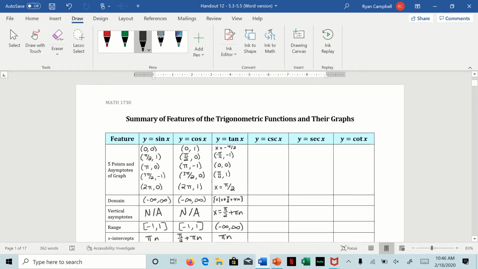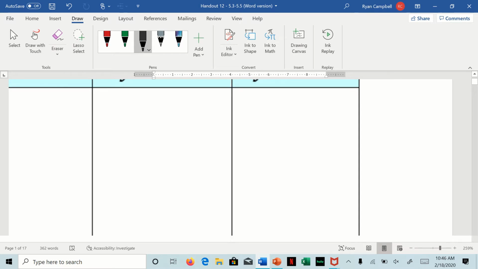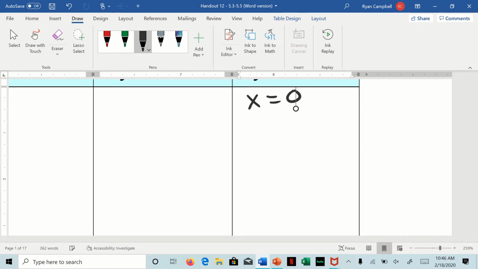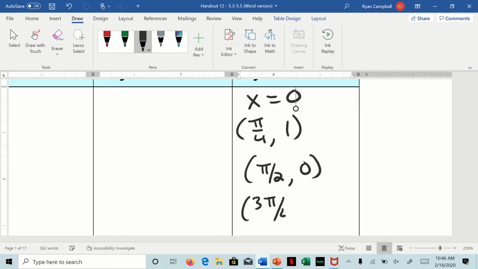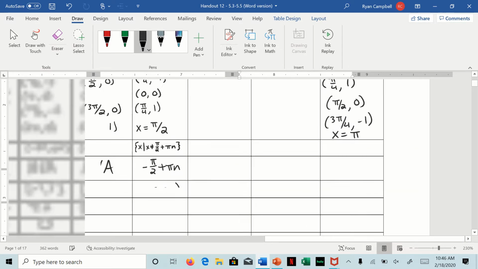So if we go back to our graph of cotangent, the 5 points, I'm just going to make this a little bigger so I can write smaller. The first one we said was going to be x equals 0. That's our first asymptote. Then we got pi over 4, 1. We got pi over 2, 0. 3 pi over 4, negative 1. And then the other asymptote is x equals pi. All right.